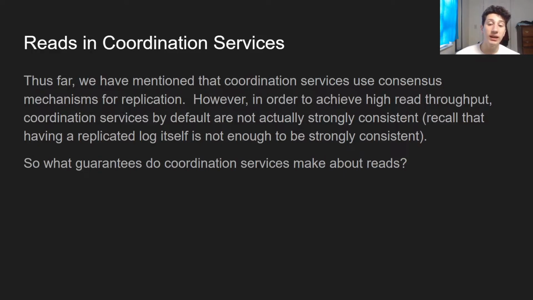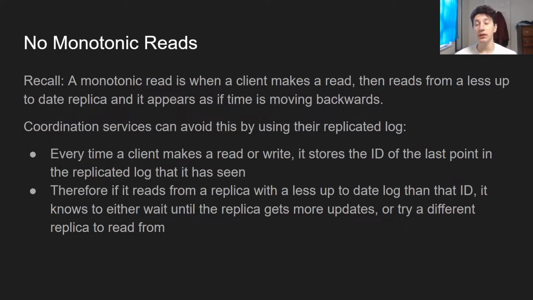But generally speaking, what do coordination services actually tell you about their reads? Because you can read from any replica and there's no guarantee that the data is going to be up to date. Well, first of all, there are no monotonic reads. Monotonic reads is a term that I introduced probably 15 videos ago, but if you recall, a monotonic read issue is when a client makes a read from one replica, then reads from another replica, and the second one is more outdated than the first, and as a result, it looks like time is going backwards. Obviously we can't be having any of that. We want a service to see reads actually going forwards in time.